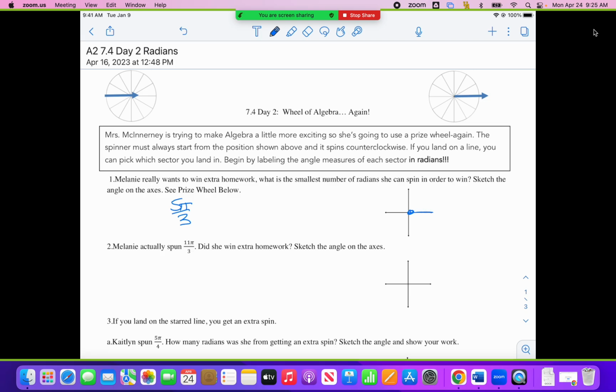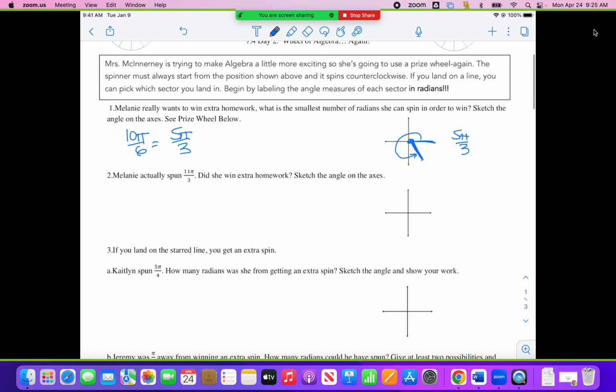So that's 5 pi over 3. So you're thinking in degrees, but also radians, if that can make sense. So that's 5 pi over 3. It was 10 pi over 6, but we reduced it to 5 pi over 3.